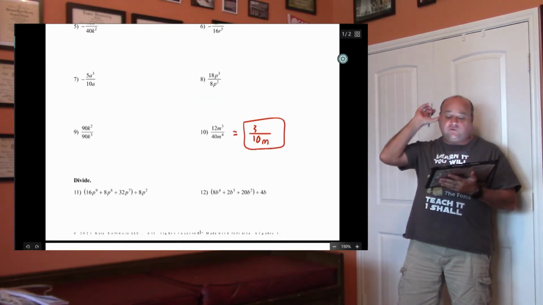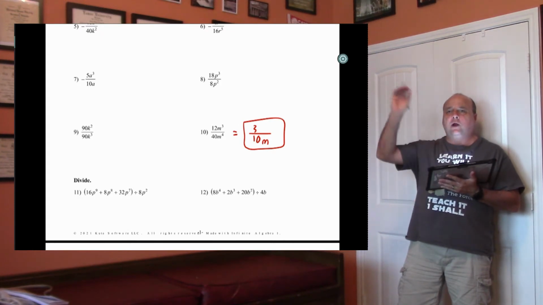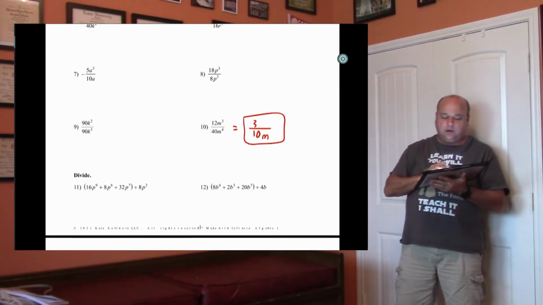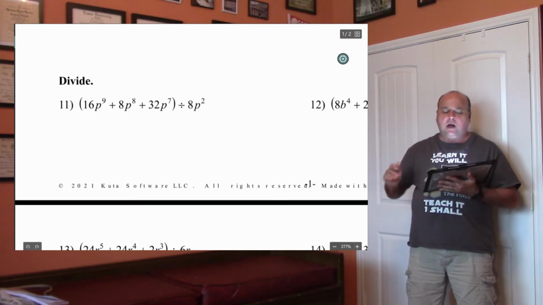Y'all should be able to do those first 10 real simple. Wherever the largest exponent is, that's where the letter goes. Now then, let's start dividing polynomials.